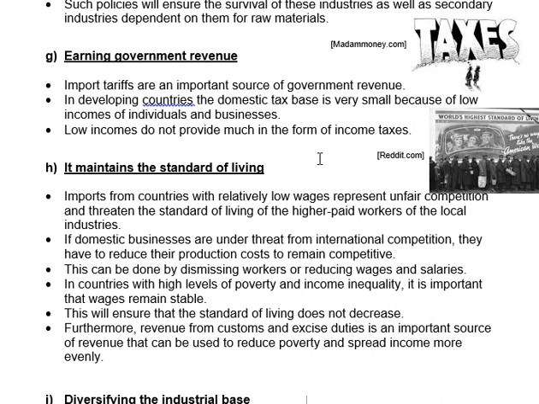Now, in developing countries, your poorer countries, their domestic tax base is very small. In very, very developing and poor countries, there are a lot of people, but a lot of those people are living in poverty. So they don't necessarily contribute to taxes. There's not that many people that actually physically contribute to taxes. Even in South Africa, our tax base is relatively small compared to the population.